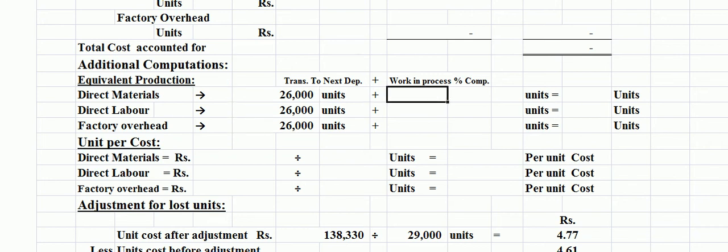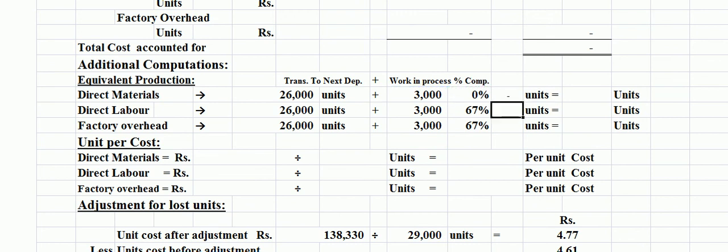Now we take the units to be processed as the ending inventory, 3,000 units. The degree of completion is two-thirds, meaning 66.666 percent. For material it is 0% because the material cost is not given. Now we put the direct labor and factory overhead, where the degree of completion is 66.666. This is the 2/3 of the units. Now we multiply to find out the completed units which are still in process in ending inventory.